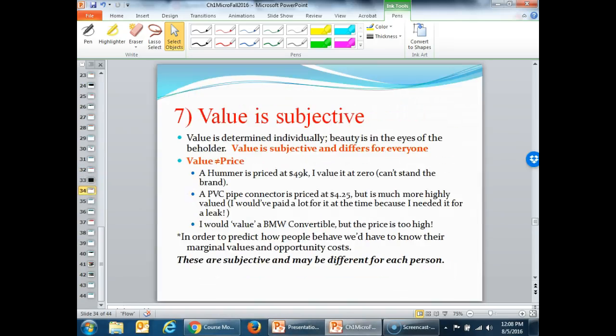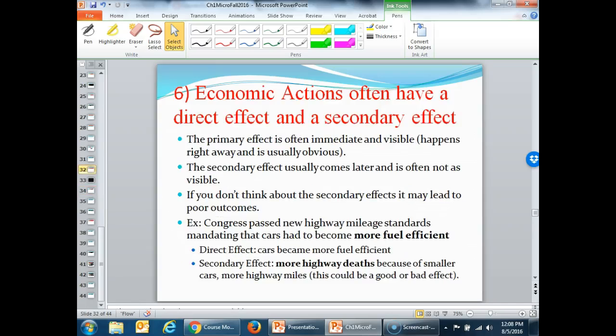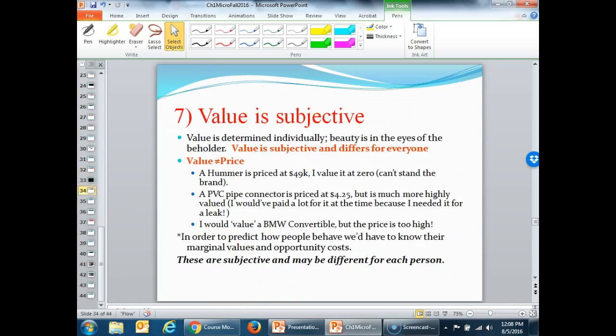So, value is subjective. So value is subjective and it's determined individually. For instance, beauty is in the eyes of the beholder. Value is subjective and differs for everyone.